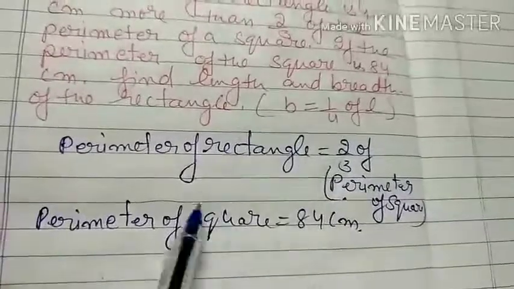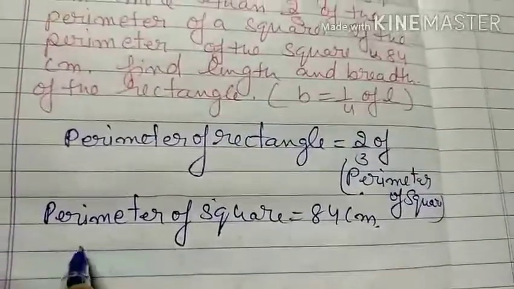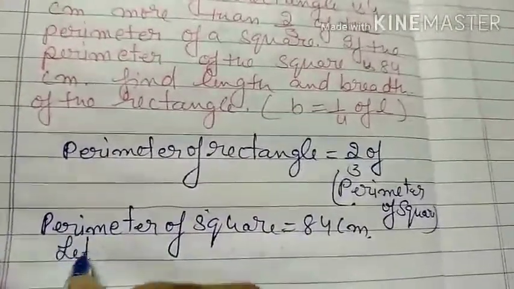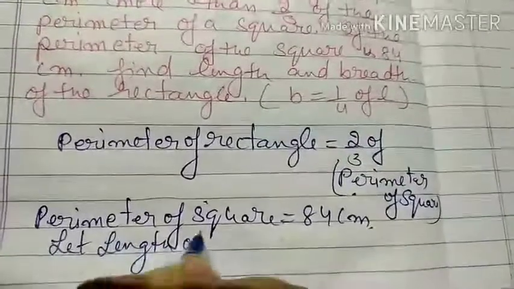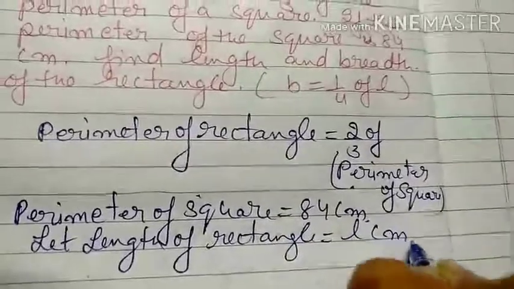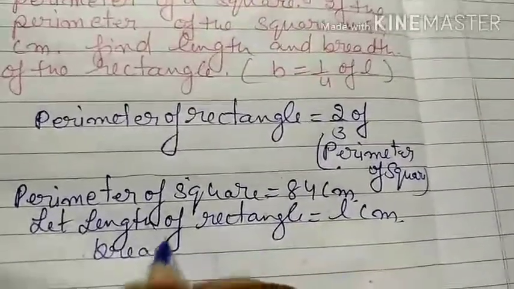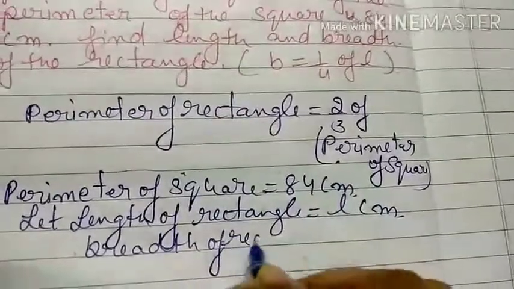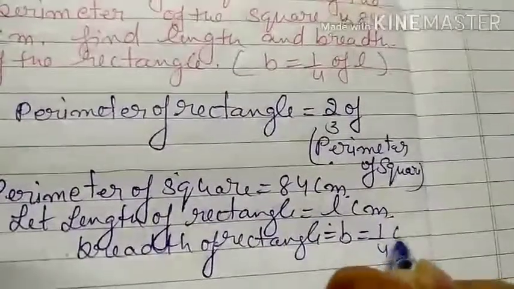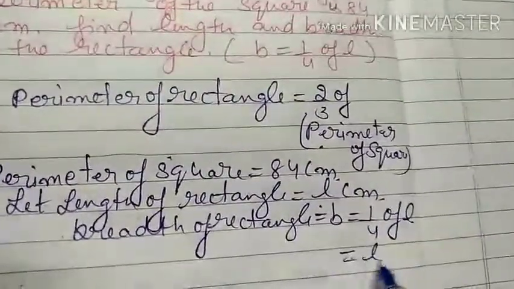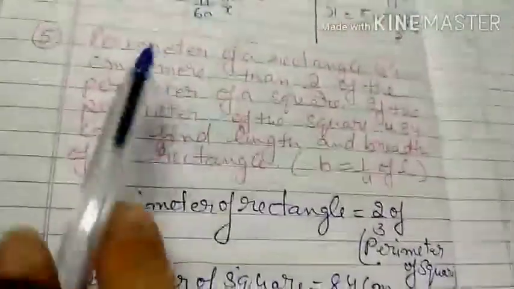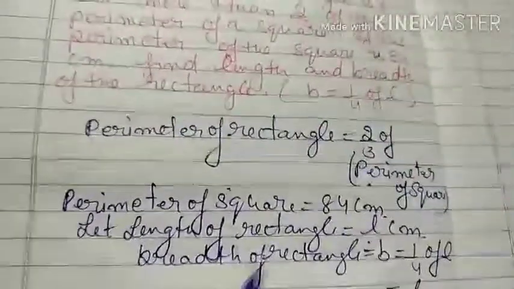and breadth is given as 1 by 4 of length. First we consider, let length of rectangle be L centimeter, then breadth of rectangle is equal to B, that is equal to 1 by 4 of L, that is L by 4, that is given in your question. Okay, so now you have to find basically the length and breadth of the rectangle.